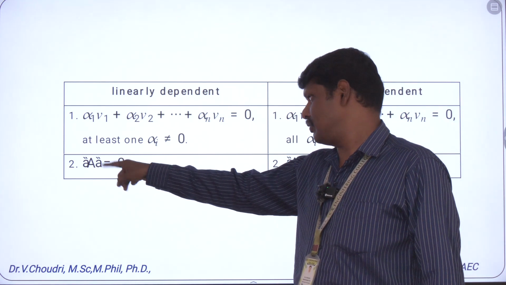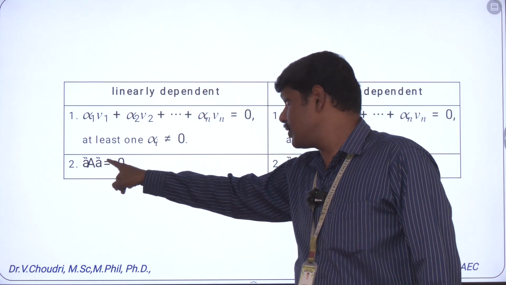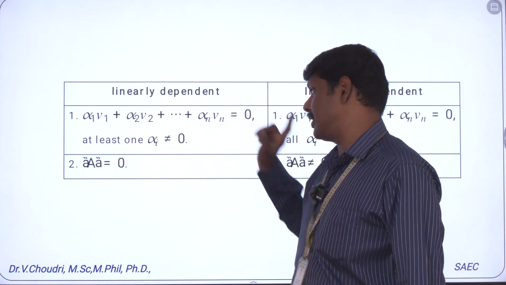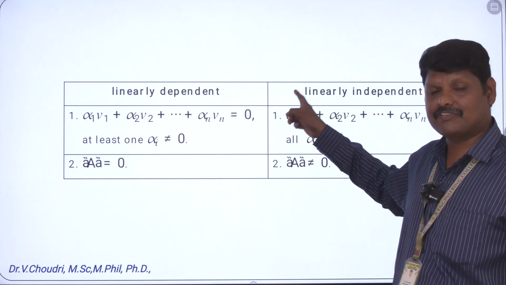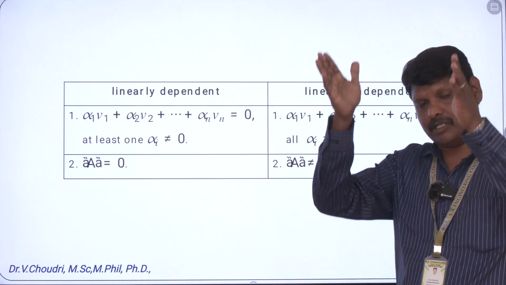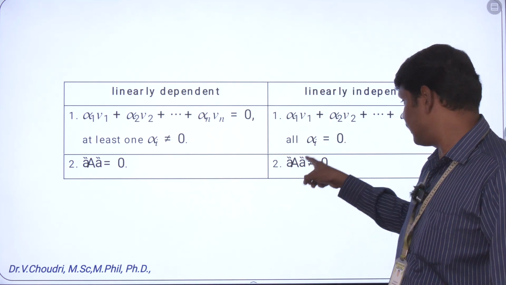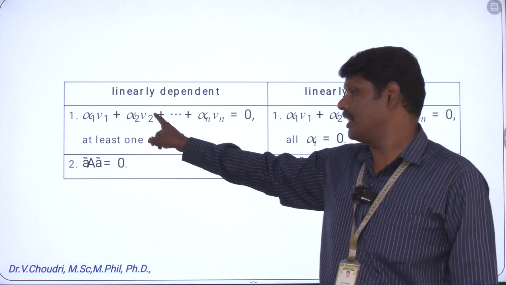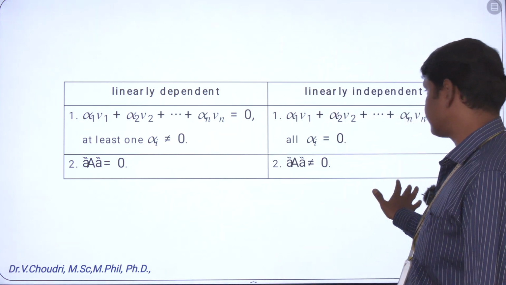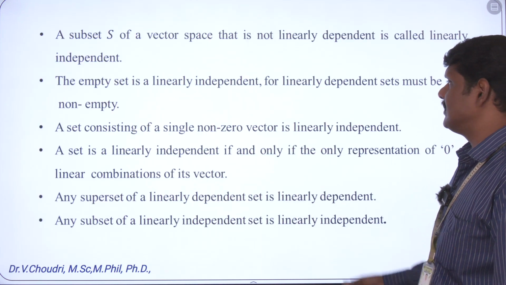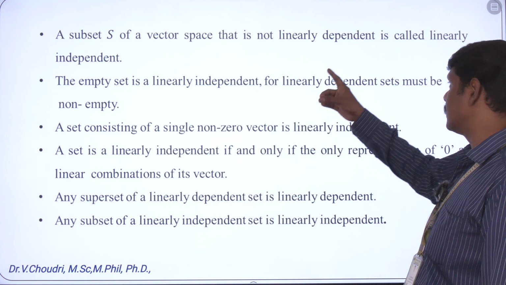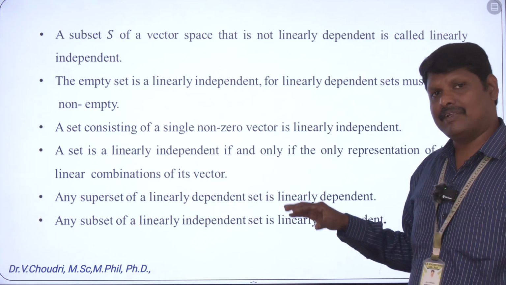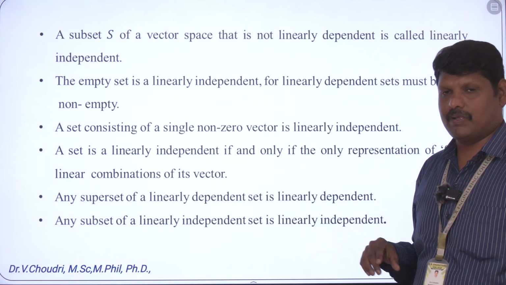Determinant of A equal to 0 means linearly dependent. When we arrange the vectors v1, v2 up to vn as a determinant, not equal to 0 means linearly independent, and equal to 0 means linearly dependent. Now these are the important points. Go through each and every one, then only can you easily solve the objective problems.